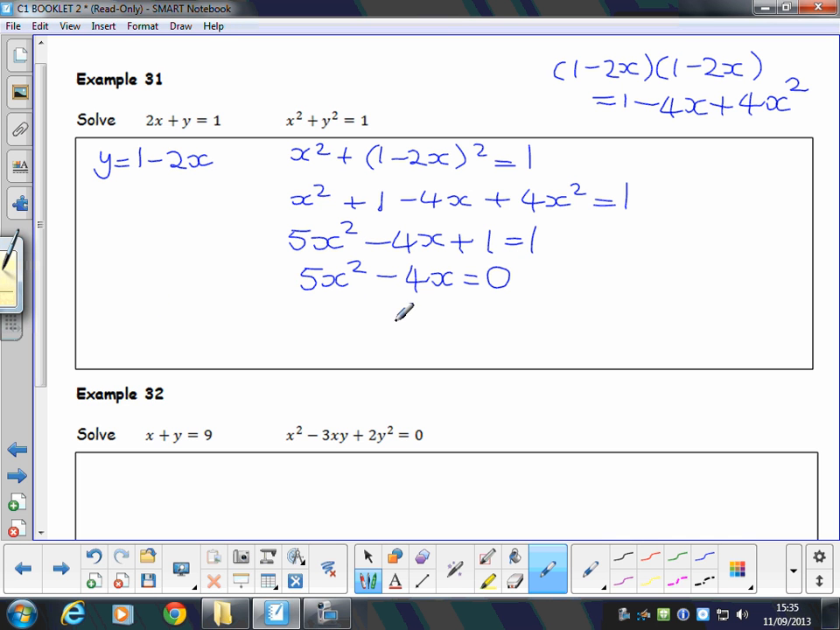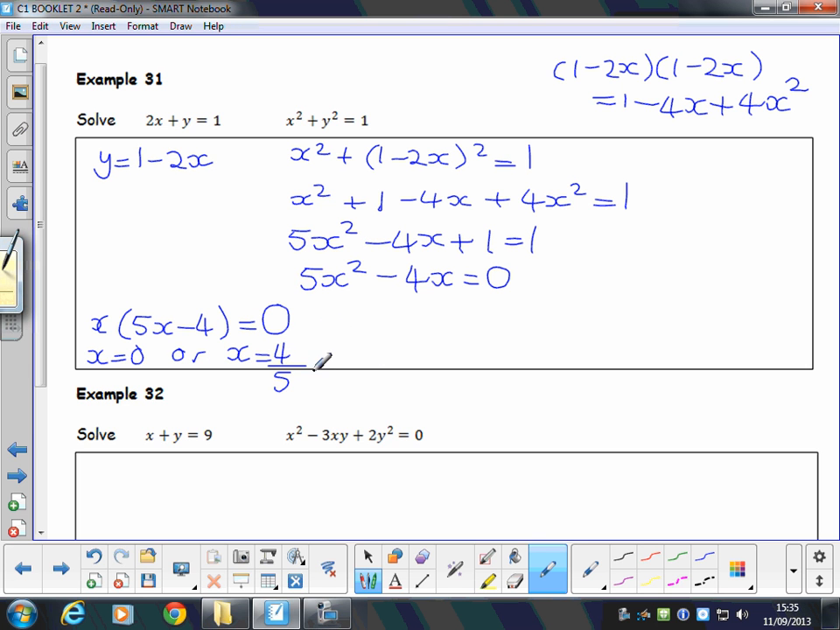So if I factorise this bit here, I can take a factor of x out and I'm left with x times 5x minus 4, all equal to 0. So now either whatever's inside the bracket has got to equal 0 or whatever's outside has to equal 0. So either x is equal to 0 or 5x minus 4 is equal to 0, in which case x is equal to 4 over 5.